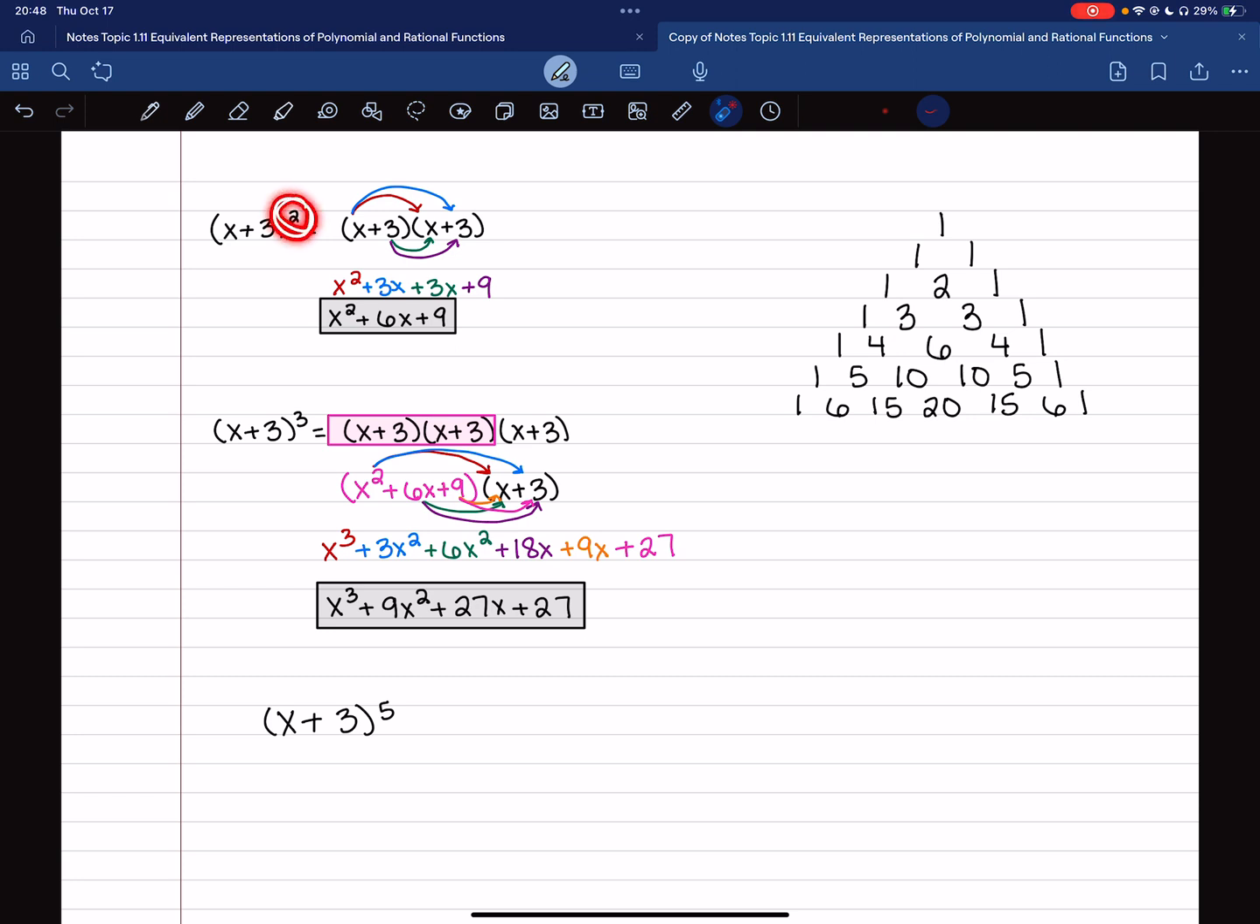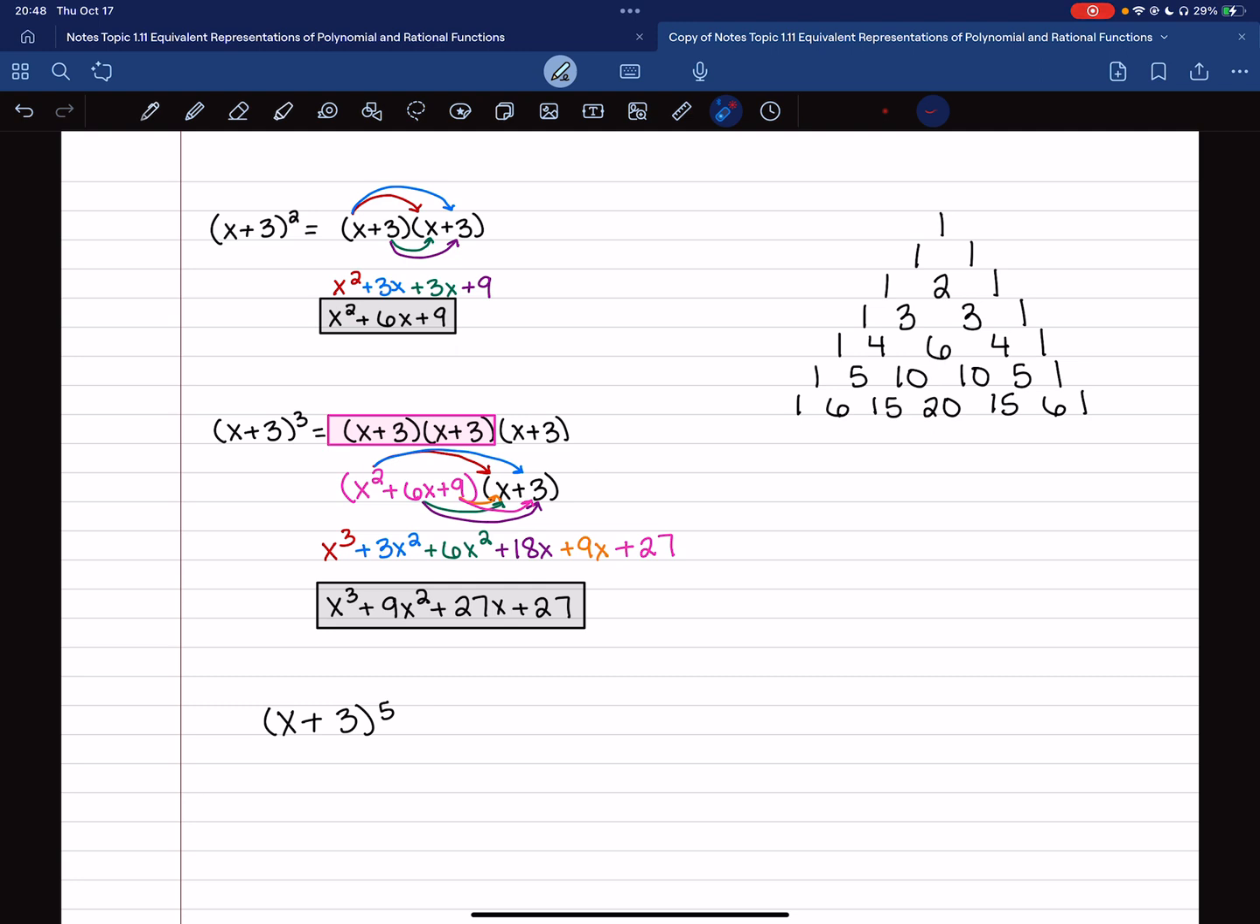So if my exponent is 2, then I want to use the row that has the second number of 2. If my exponent is 3, then I want to use the row that has an exponent of 3. If my exponent is 5, then I want to use the row that has the second number as a 5. So your exponent is going to match the second number in each one of the rows. That's how you know which row to use.